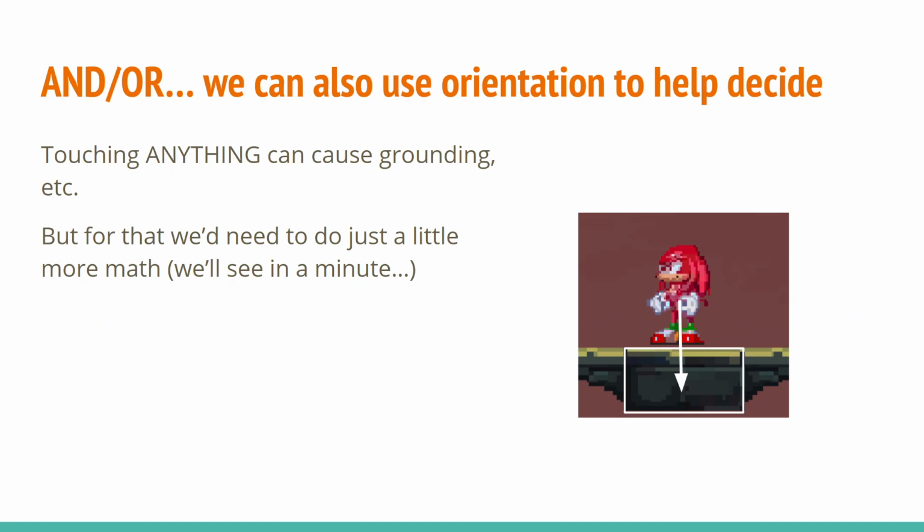So we can use orientation, for example, and we might have multiple things. We're not limited to only one cast or even casting in one particular direction, right? Touching anything can cause grounding, but for what you might need, we might need to do a little bit more math. We'll see in a minute.